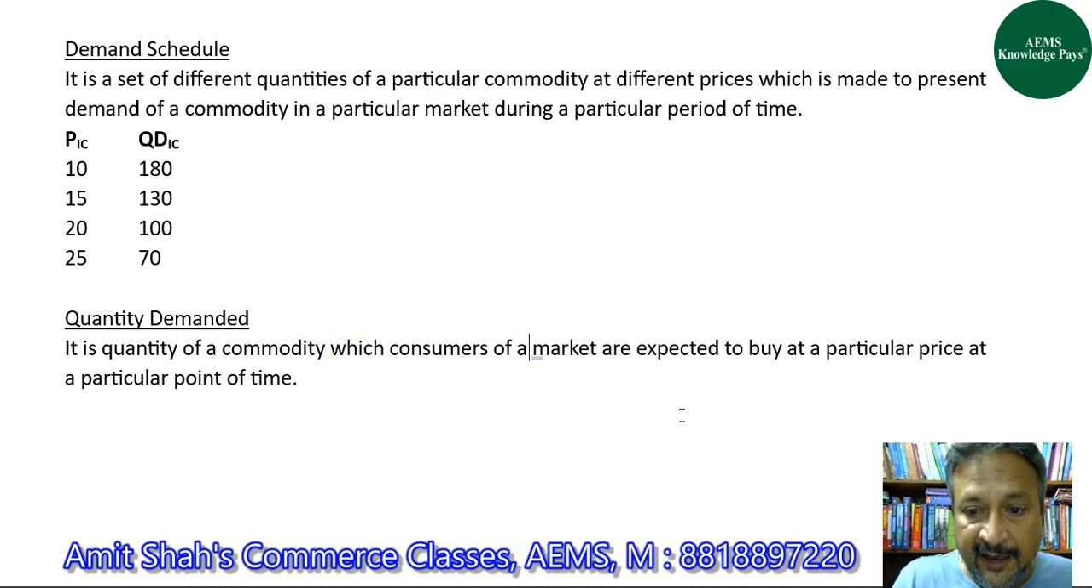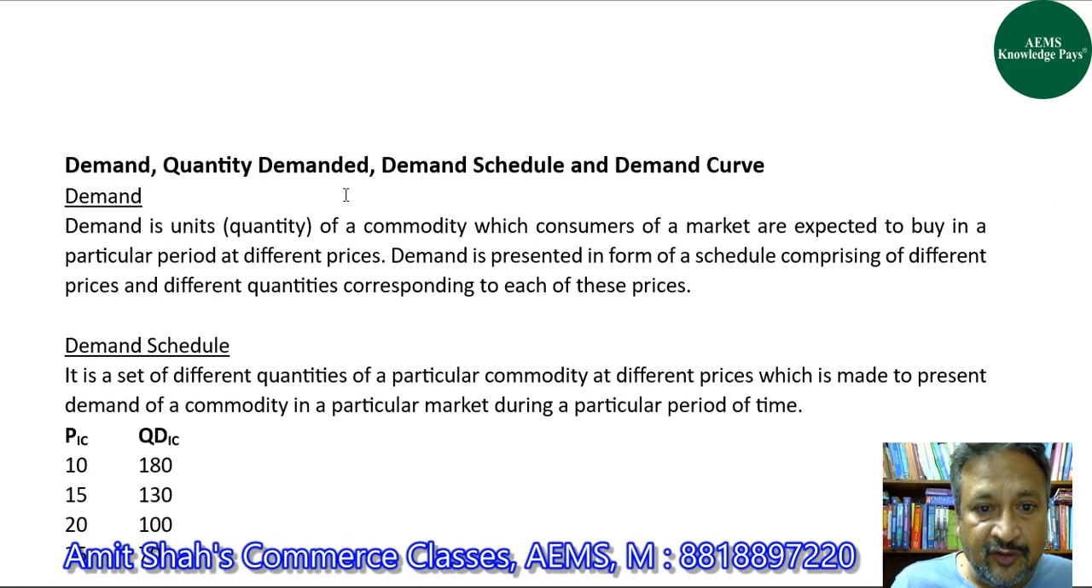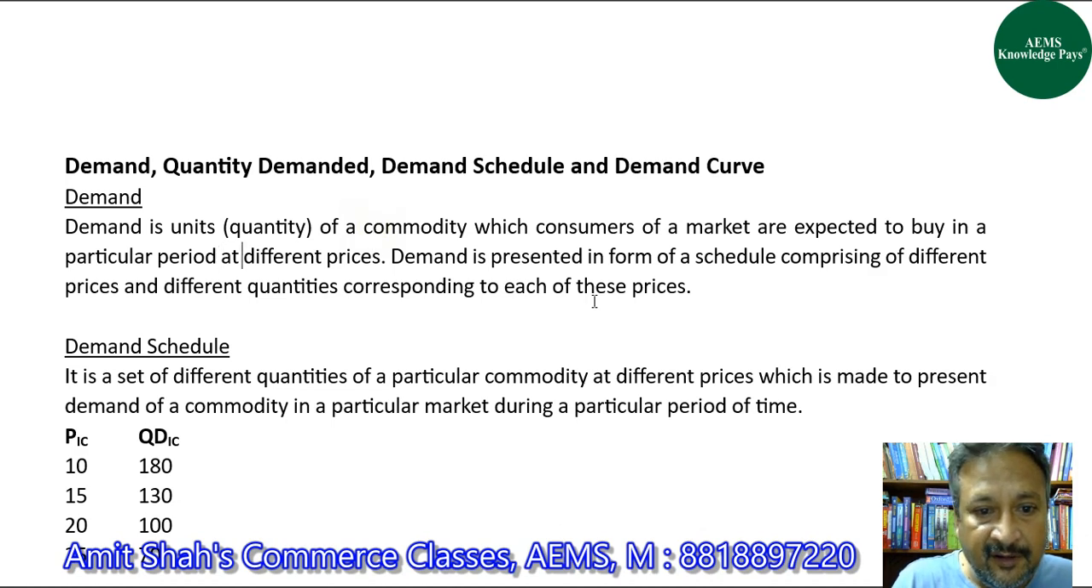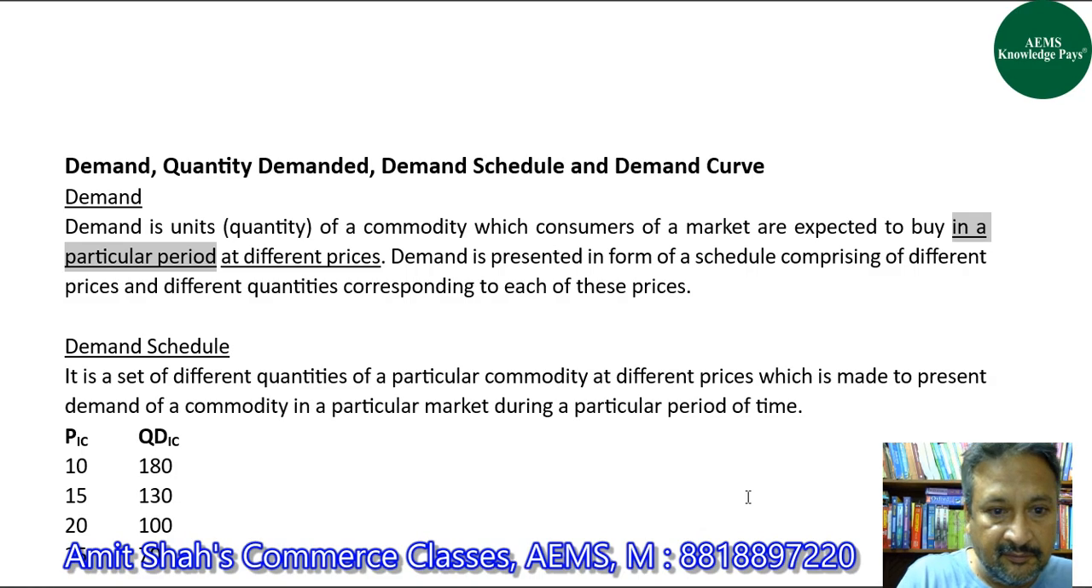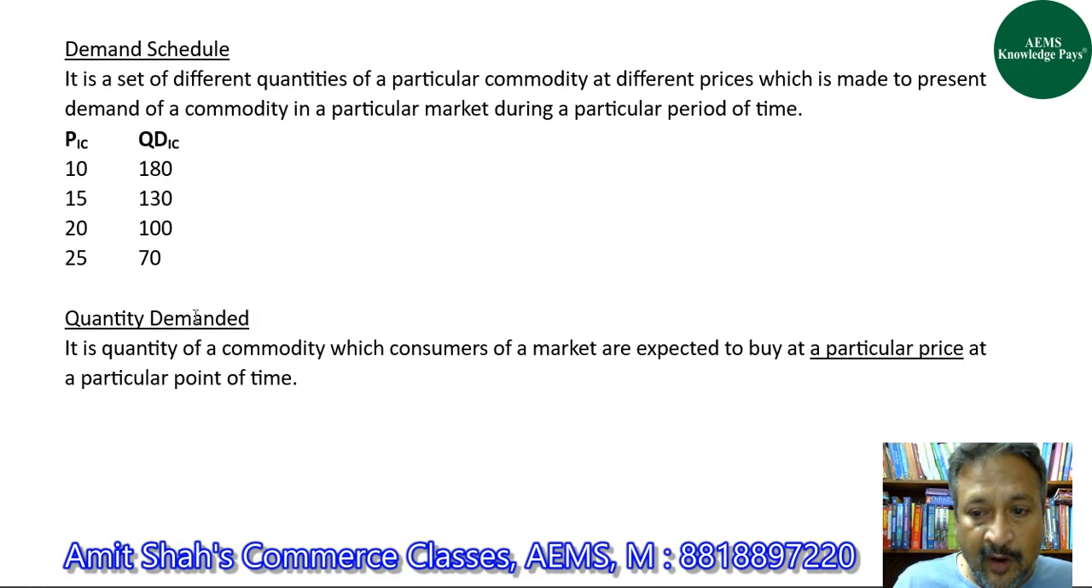In quantity demanded, we have a particular price. In case of demand, we have different prices. That is the first difference between demand and quantity demanded. The second difference is demand is always presented for a particular period of time, whereas quantity demanded is always expressed at a particular point of time. Got this?